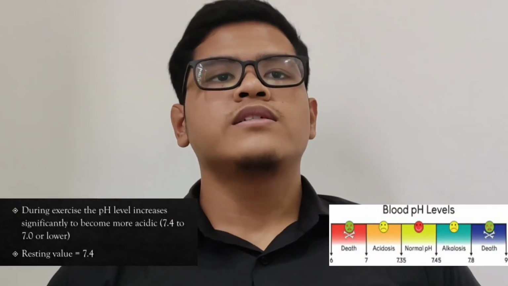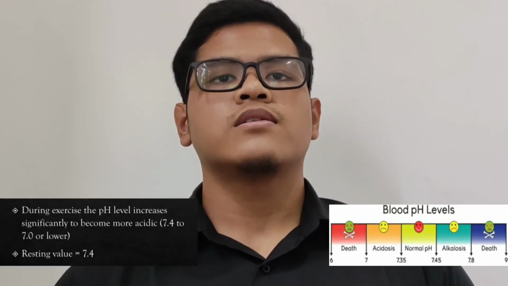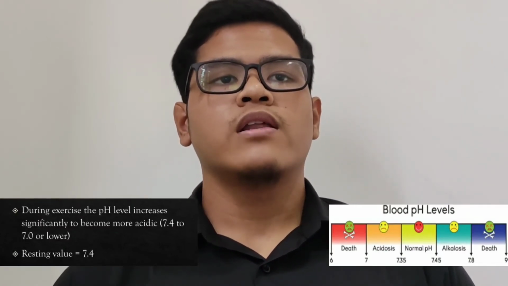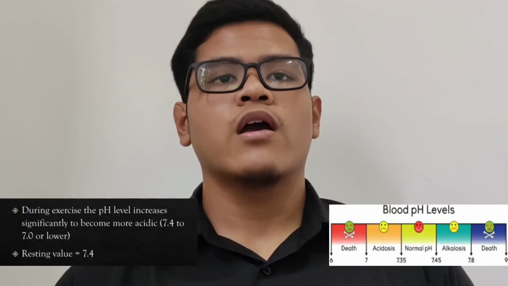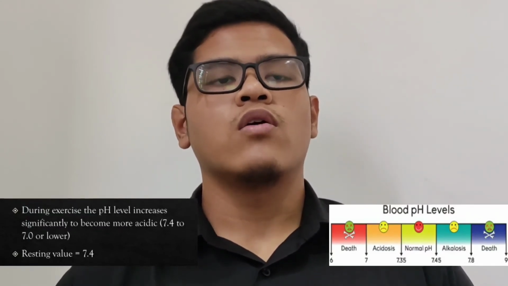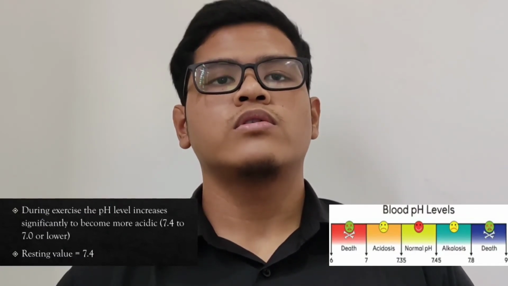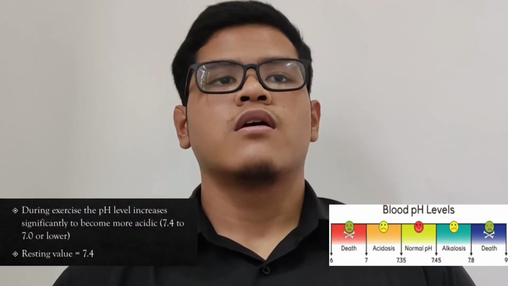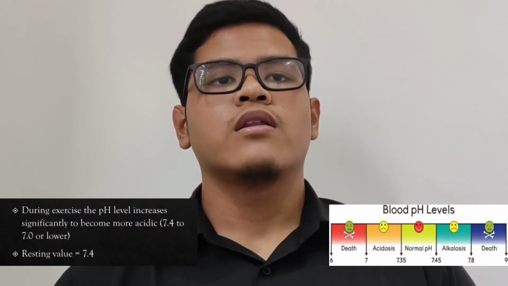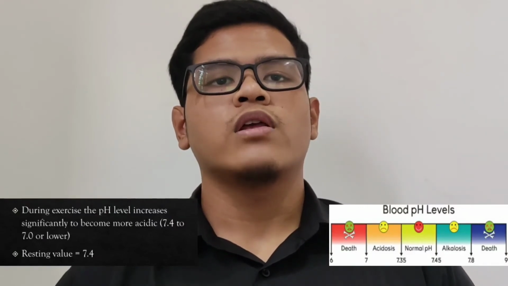Lastly is cardiovascular response to blood pH. During exercise, the pH level decreases significantly to become more acidic, from 7.4 to 7 or lower. It is because of the hydrogen ions that we produce when we exercise, but it depends on the intensity of the exercise. The 7.4 is our resting level.